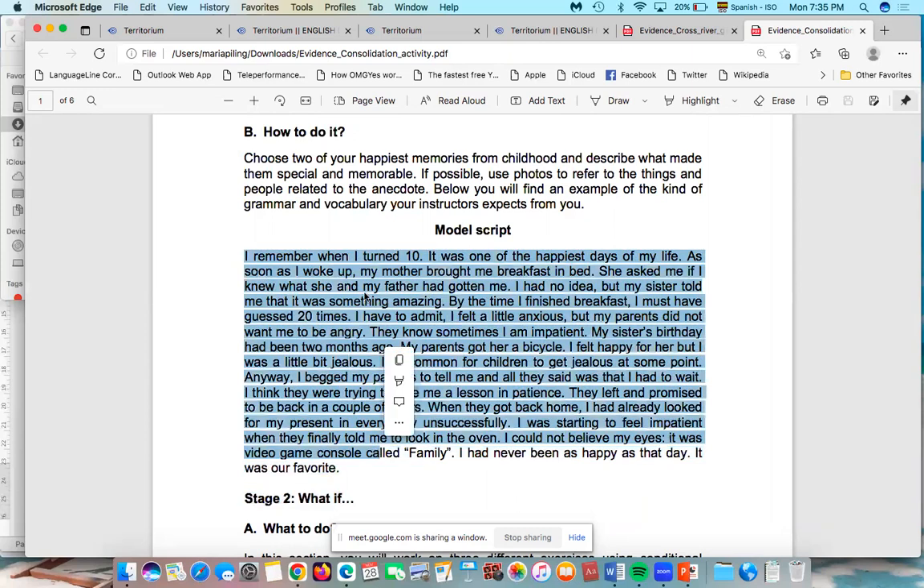I remember when I turned 10. It was one of the happiest days of my life. As soon as I woke up, my mother brought me breakfast in bed. She asked me if I knew what she and my father had gotten me. I had no idea, but my sister told me that it was something amazing.